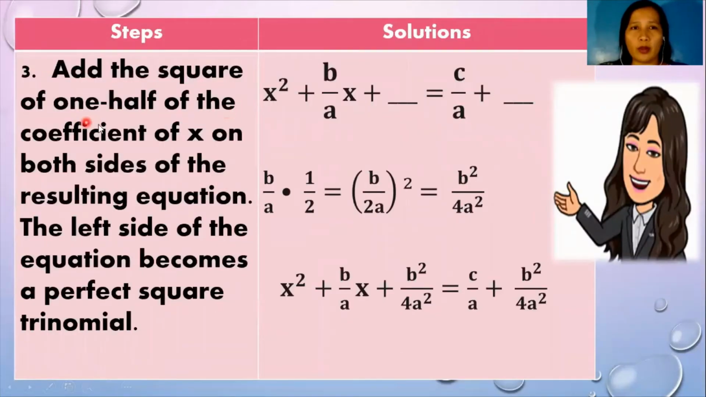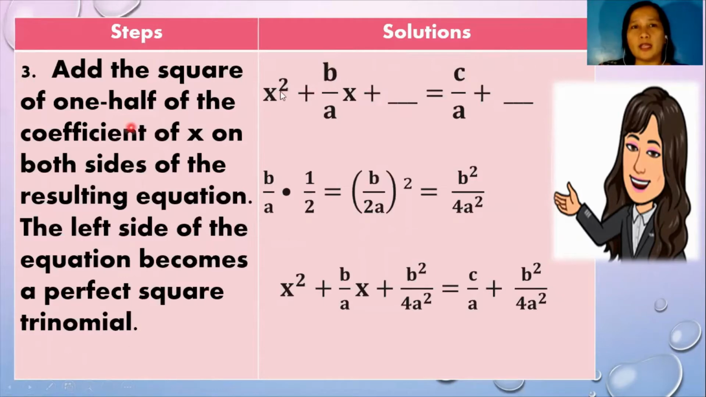After that, we follow step 3. Add the square of 1/2 of the coefficient of x on both sides of the resulting equation. The left side of the equation becomes a perfect square trinomial. So how can we get a perfect square trinomial? You will write it like this: x squared plus b over a x plus blank is equal to negative c over a plus blank. So what must be added to this blank?